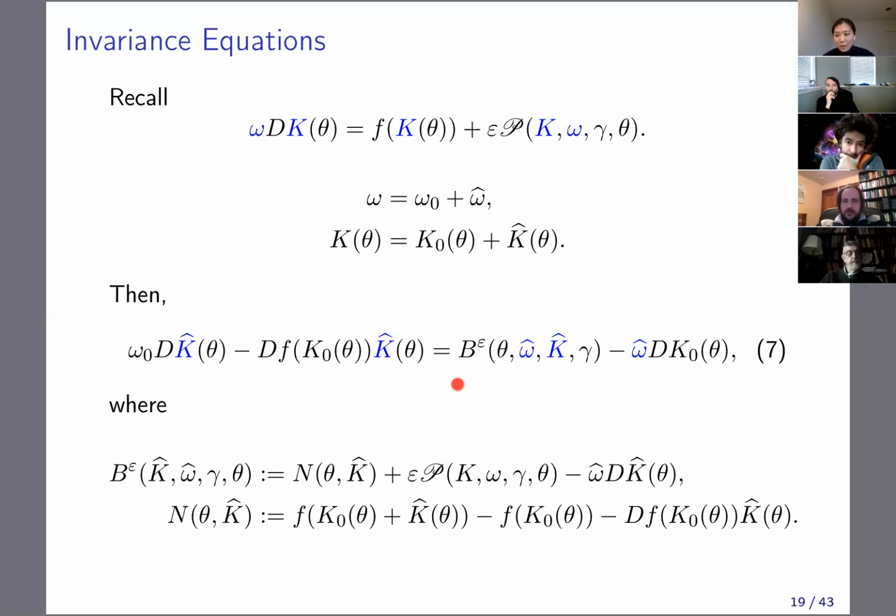And they are the only unknowns in this equation 7. If we look at this equation 7, the left-hand side is just the operator L evaluated at this K hat. And the right-hand side is kind of small. So the B epsilon in the right-hand side is small. It contains 3 terms. The first term in B epsilon is the quadratic term in this expression f of K0 plus K hat. And the second term in B epsilon is the perturbation term epsilon times calligraphic P. And the third term is this term which is quadratic in omega hat and K hat.